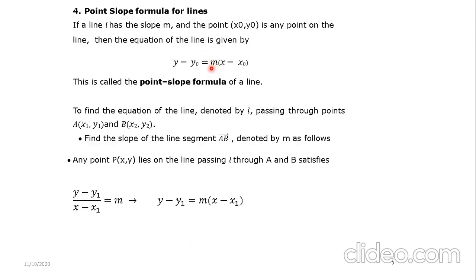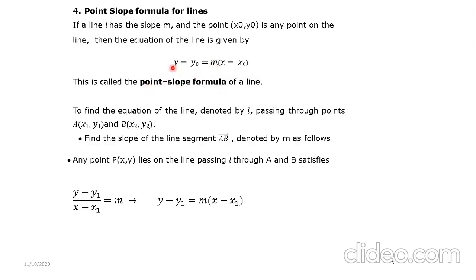Here m is the slope, which is the tangent of the angle subtended between the line itself and the positive direction of the x-axis. This equation is the point-slope formula.